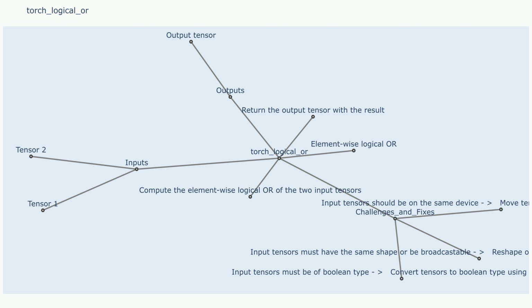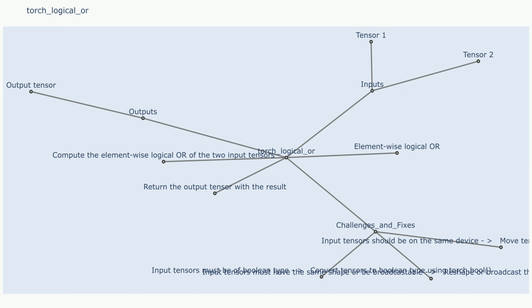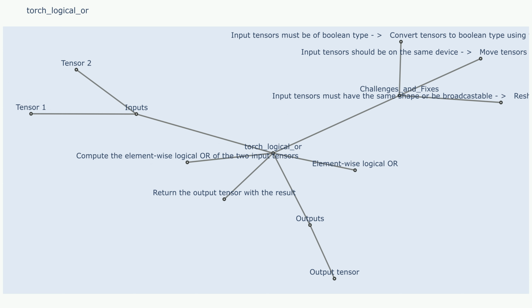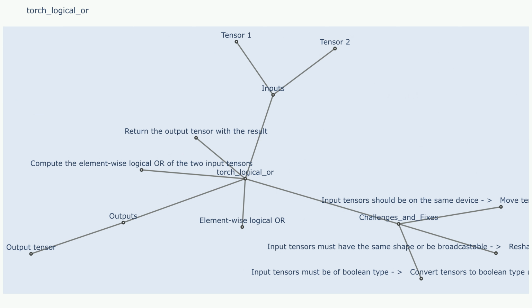Torch logical OR. Description: explain in detail, it performs an element-wise logical OR operation on 2 tensors. The operation returns a tensor with the same size as the input tensors. For each element in the output tensor, it contains a Boolean value indicating if either corresponding element in the input tensors is true. Input 1: a tensor with Boolean values. Input 2: a tensor with Boolean values. The tensor should have the same shape as input 1.